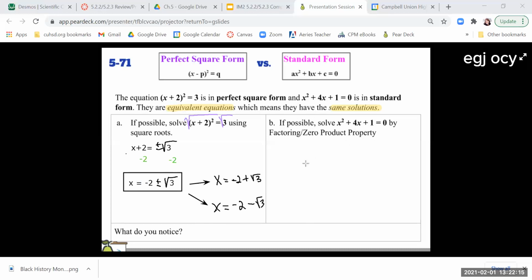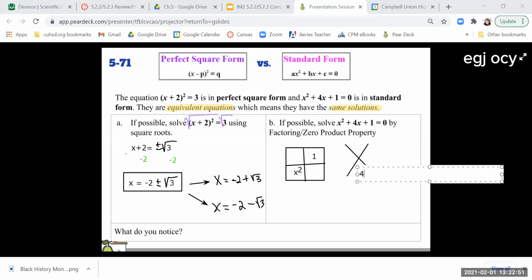So we're going to try to factor this. So I'm going to start with my area model. And remember, for factoring, we want this also. And I'm going to plug in my first term, which is x squared. And then I have my last term, 1 goes across from it. And then I need the 2 other squares in my area model to add up to 4x. So that's the bottom of my x over here.